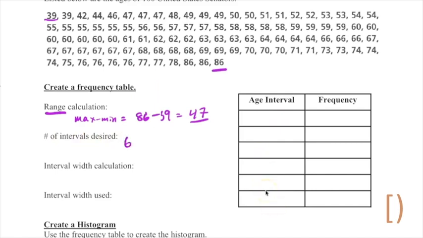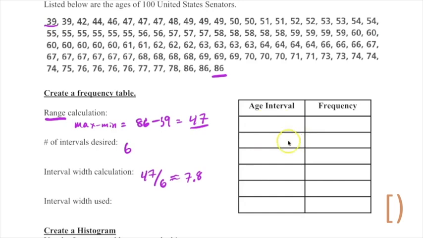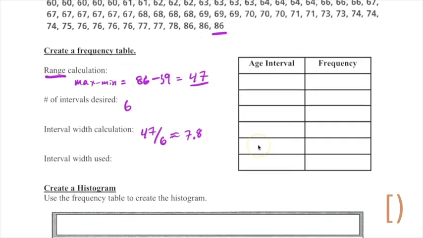So we're going to say 6. We want 6 intervals. How do we figure out the intervals? Well, very simple. We get the range and we divide by the number of intervals we want. We're going to go 47 divided by 6. We're going to get about 7.8, about 8. But honestly, let's make it a little ugly. Let's just keep it easy and we're going to go by every 10.